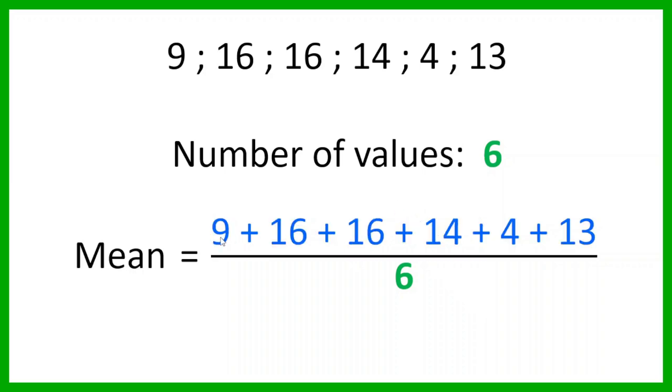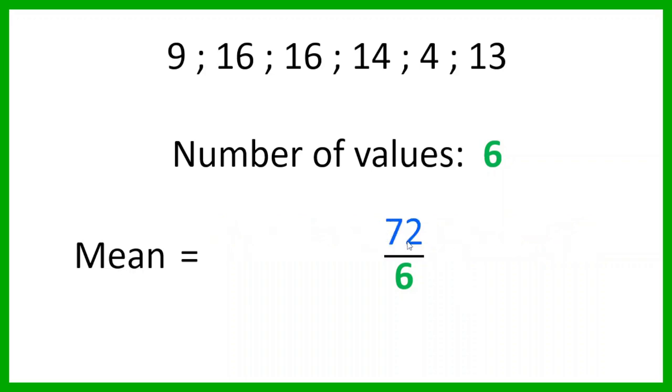So instead of writing 9 plus 16 plus 16 plus 14 plus 4 plus 13, you can just write 72 after you've worked that out in your calculator and divide that by 6. Okay, and then you end up with your mean when you work that out is equal to 12. So for this particular data set, the mean is 12. Okay, so that's how we work out the mean or the average. We take all the values in the data set, we add them up, and we divide by the number of values.